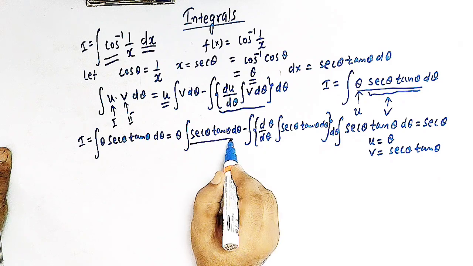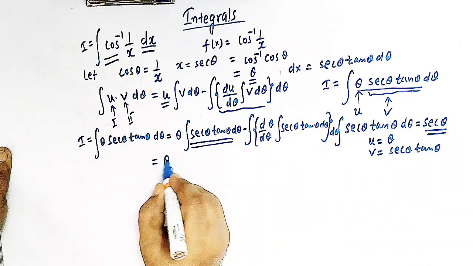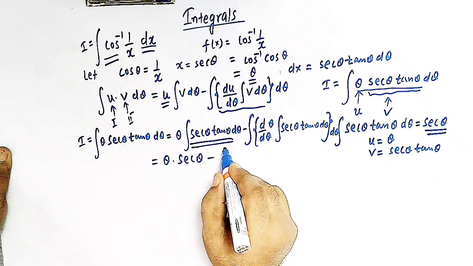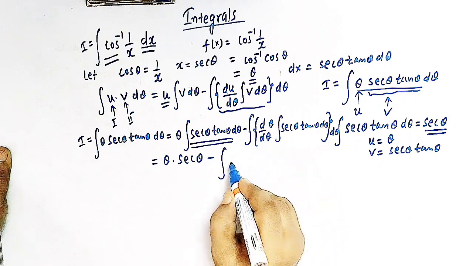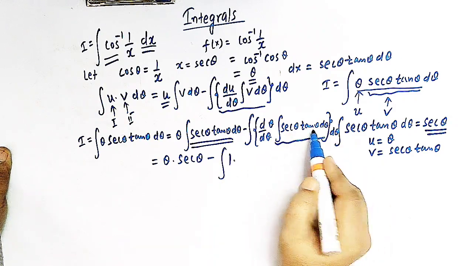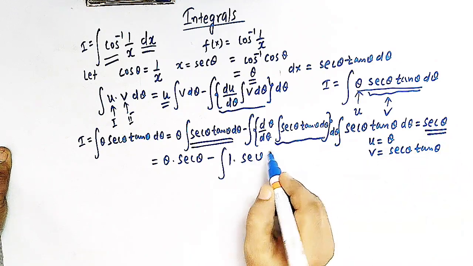Now this integral is equal to secant theta. So we have theta times secant theta minus the integral of the derivative of theta with respect to theta, which is 1, times the integral of secant theta tan theta, which is equal to secant theta.